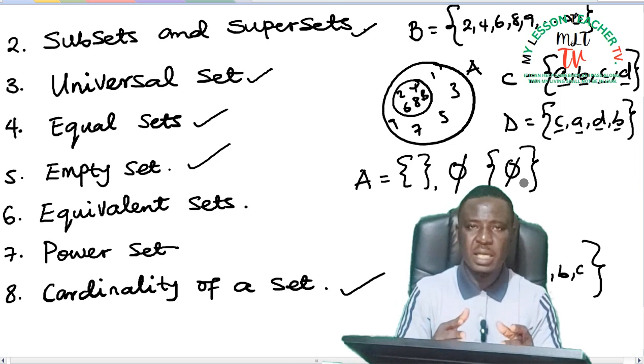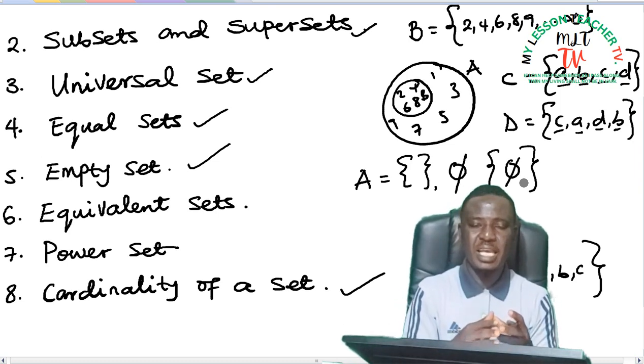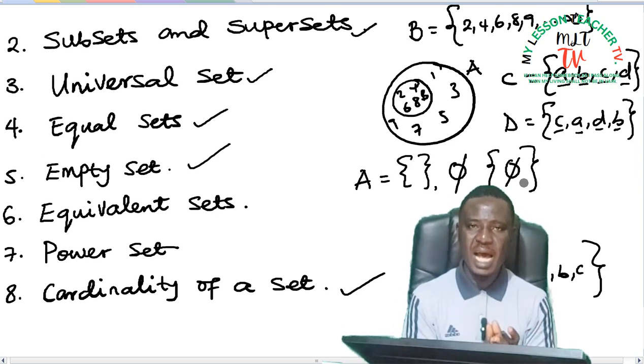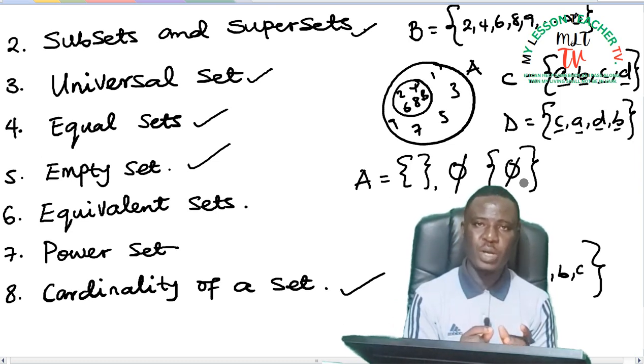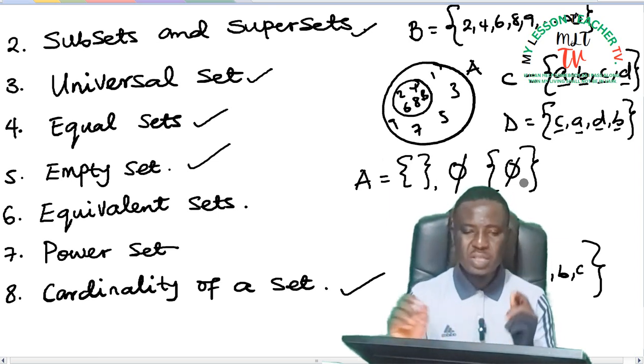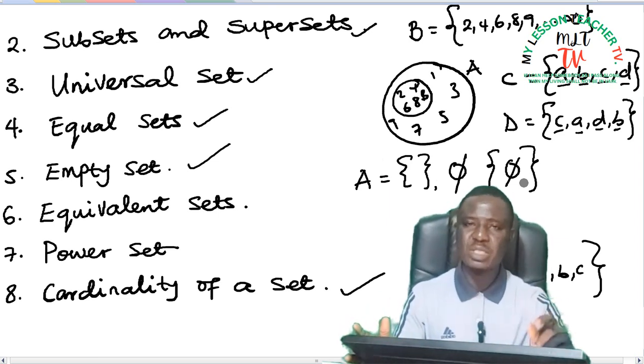Now, a singleton, we can also call it a unit set, and it is defined as a set with just one element. So that is an example of an empty set.